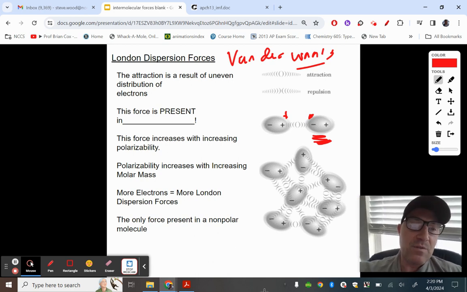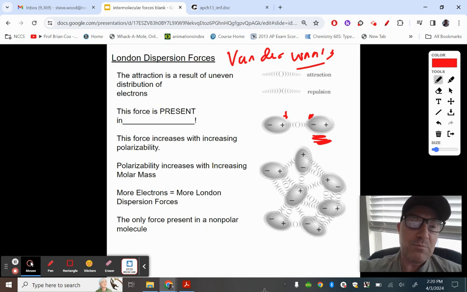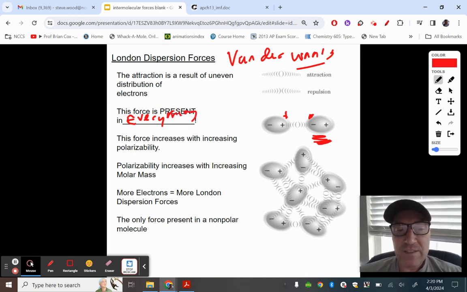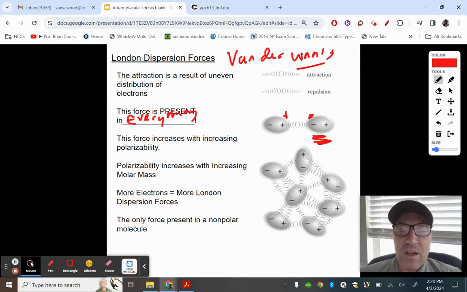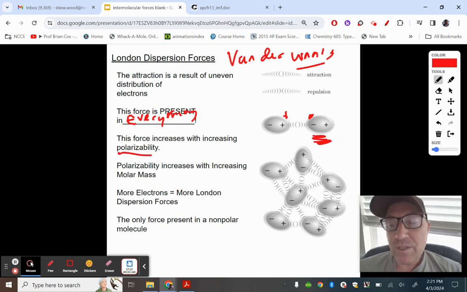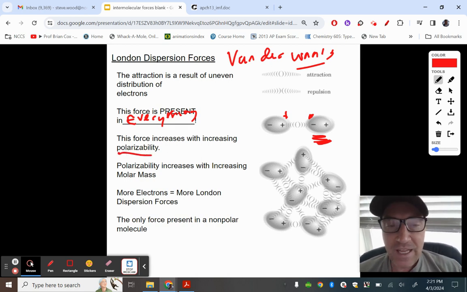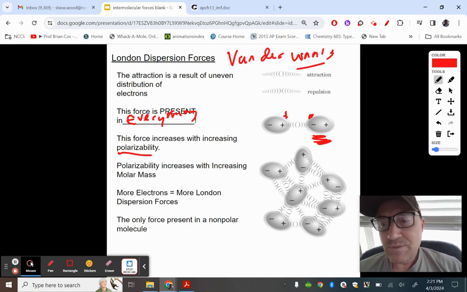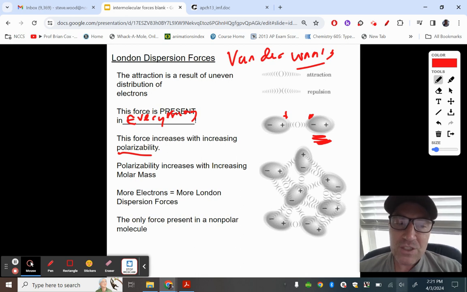Okay, this force is present in nonpolar molecules, but it's actually present in everything. Everything can have London dispersion forces, and everything does have it. We call this uneven distribution of electrons, this momentary lapse when they're on one side or the other, polarizability. Polarizability is related to how many electrons you have and their tendency to be on one side or the other. You don't really have to know much more than that. You have to know that polarizability increases with molar mass.